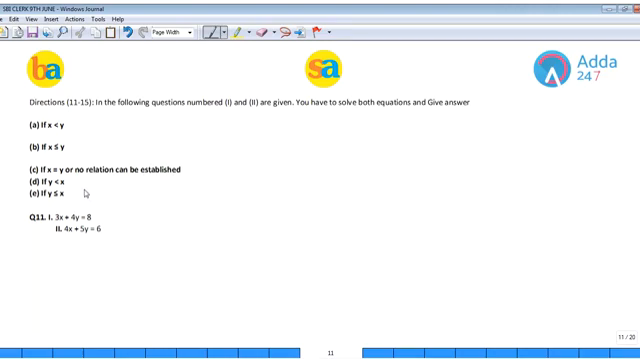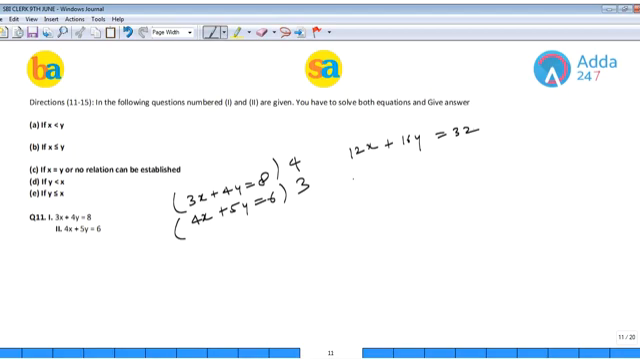So, question number 11. The first equation is 3x plus 4y is equal to 8. And the second equation is 4x plus 5y is equal to 6. So, we'll multiply the first equation by 4 and the second equation by 3. So, we'll get 12x plus 16y is equal to 32 and 12x plus 15y is equal to 18.